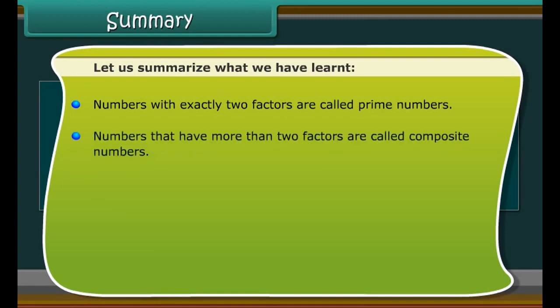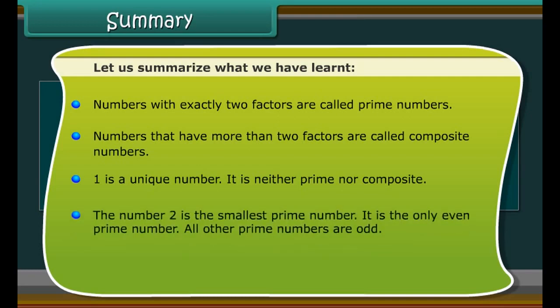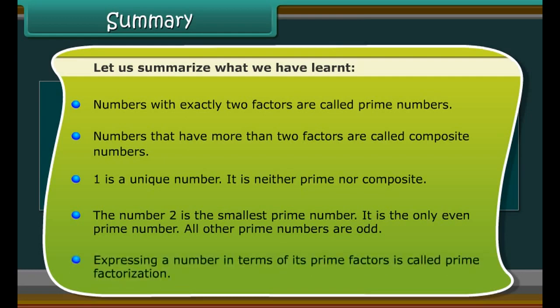Numbers that have more than two factors are called composite numbers. 1 is a unique number. It is neither prime nor composite. The number 2 is the smallest prime number. It is the only even prime number. All other prime numbers are odd. Expressing a number in terms of its prime factors is called prime factorization.